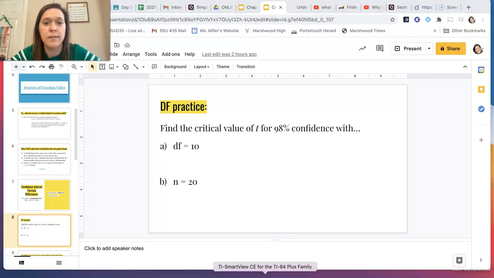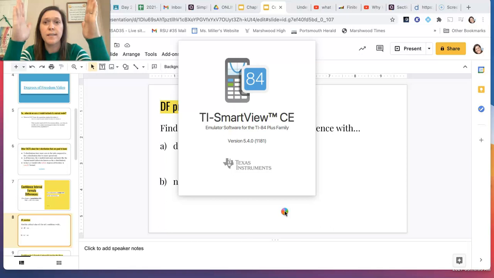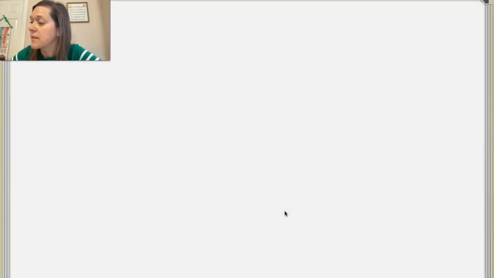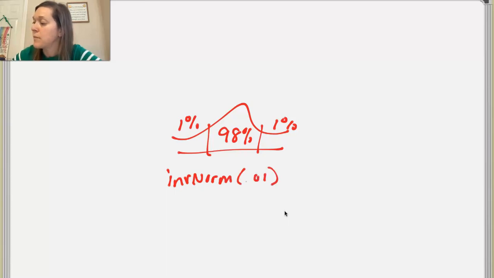Let me get my calculator popped up here. So we want to find the critical value of t for a 98% confidence with degrees of freedom of 10. So when we go to use our calculator, 98% would be in the middle. We need to think about the tails, just like when we were doing our z critical value. If 98% is in the middle, that leaves 1% here, 1% here. And if you remember, we would do an inverse norm of 0.01, and it would get me this z value, and then I would just make it positive.